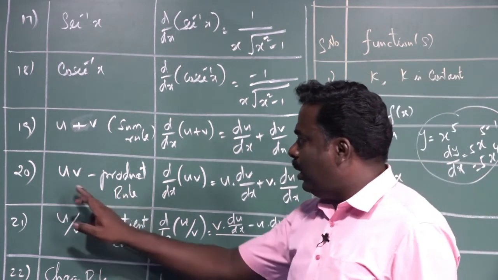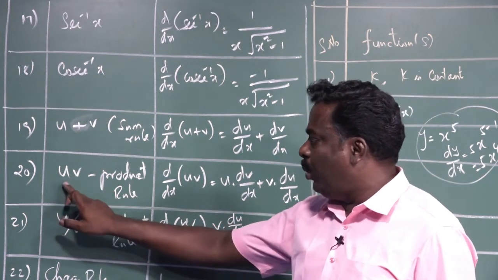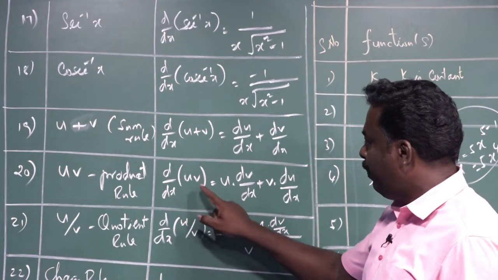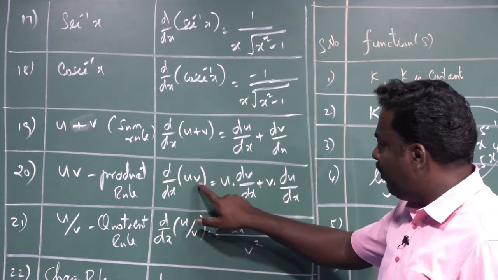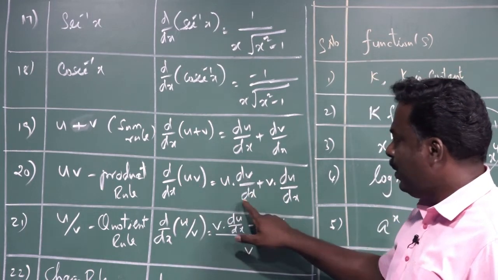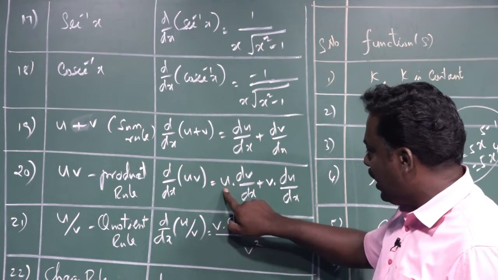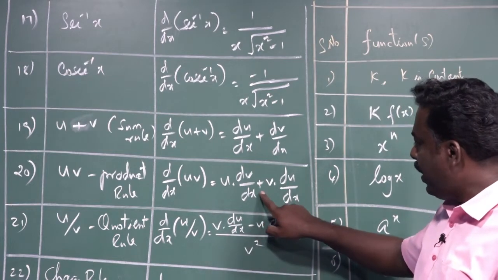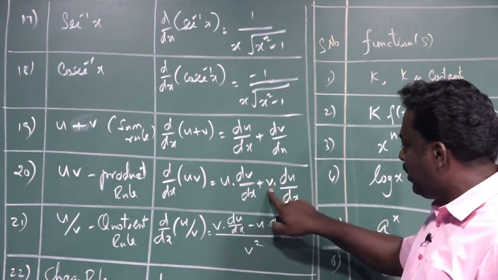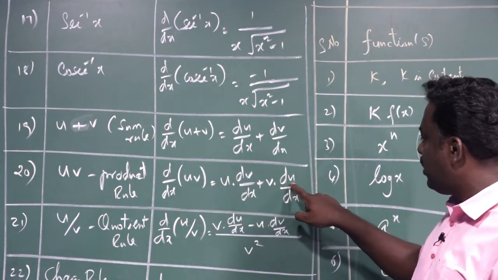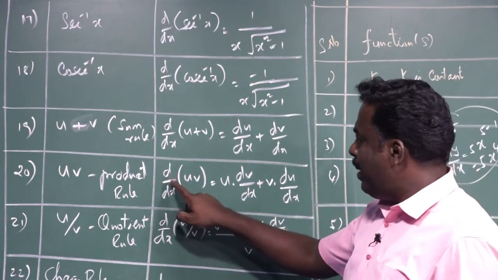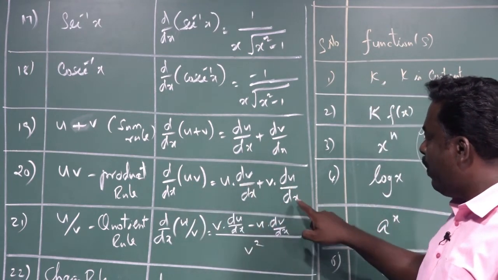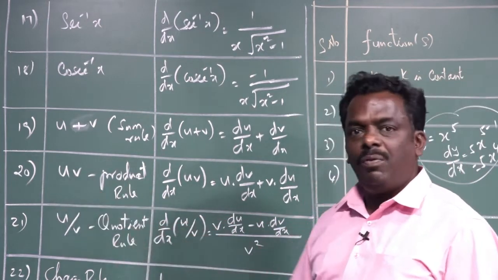Then the product rule, that is u into v. Both are in product form. Therefore, d by dx of uv is equal to: first keep the first term u as it is and differentiate the second term v as dv by dx, plus keep the second term as it is and differentiate the first term with respect to x, du by dx. Therefore, d by dx of uv is equal to u into dv by dx plus v into du by dx. This is called the product rule, or uv differentiation.